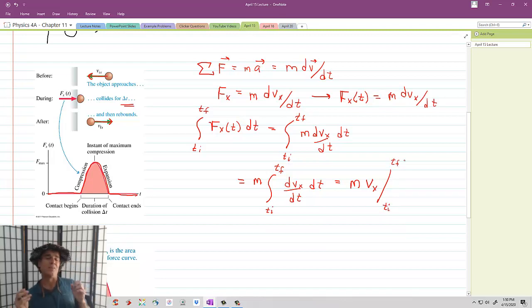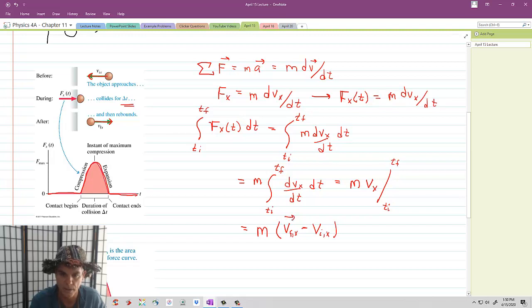Well, by definition, our velocity at some initial time is just our initial velocity. Our velocity at some final time is just our final velocity. So this right-hand side becomes m times the final velocity in the x direction minus the initial velocity in the x direction. That's basically what the right-hand side is. So again, if I take the derivative of a function and then integrate that derivative, I get the original function back.